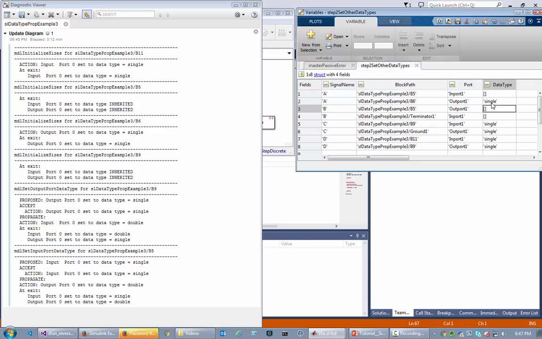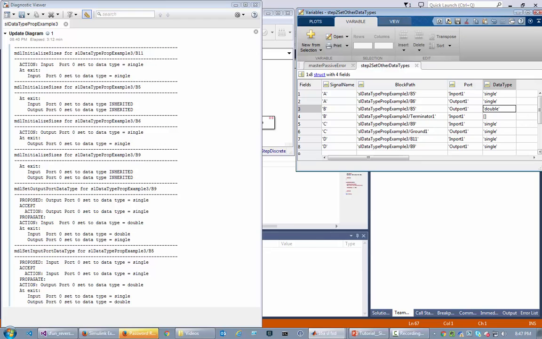So now we have the known information. Simulink engine is propagating this single to this block and says, hey, do you accept single? And so B5 says, yes, for my input port, I will happily accept single. And so that's all set. But then it goes to step 2 and it says, hey, by the way, I also know that my output port should be double.